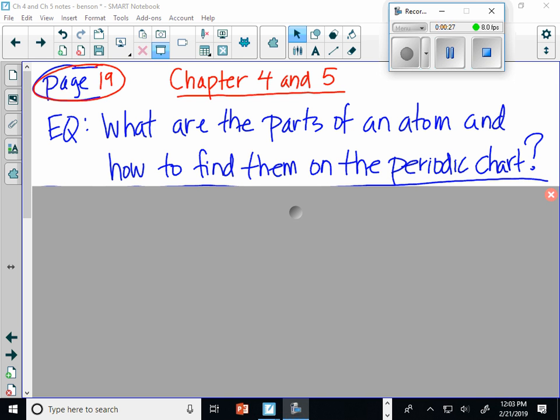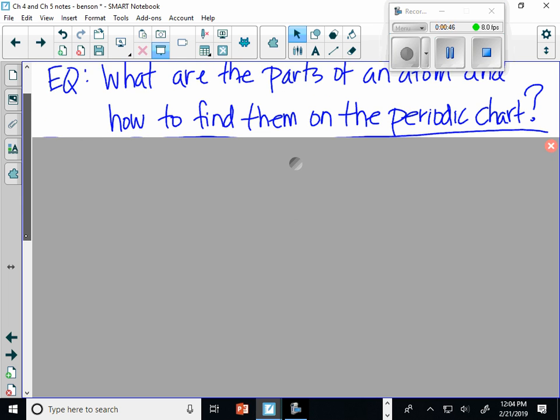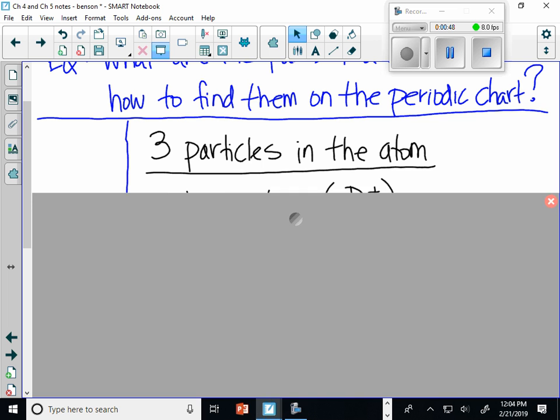Remember that on this last set of notes, I talked to you about your summaries. So at the bottom of this page, we are going to write a summary answering our essential question: what are the parts of the atom and how to find them on the periodic chart? Hopefully you're thinking that there are 3 parts to an atom: the protons, neutrons, and electrons. So, the 3 particles in the atom.